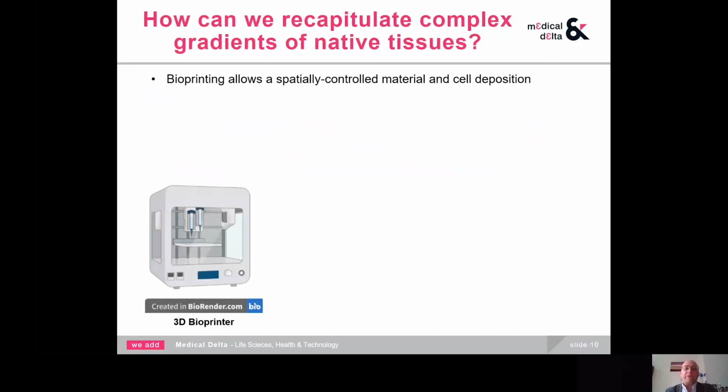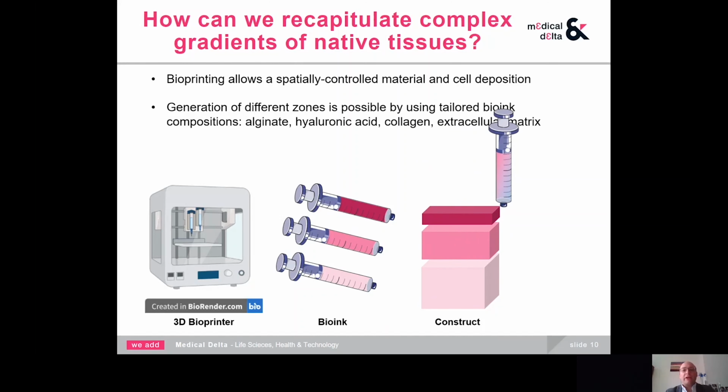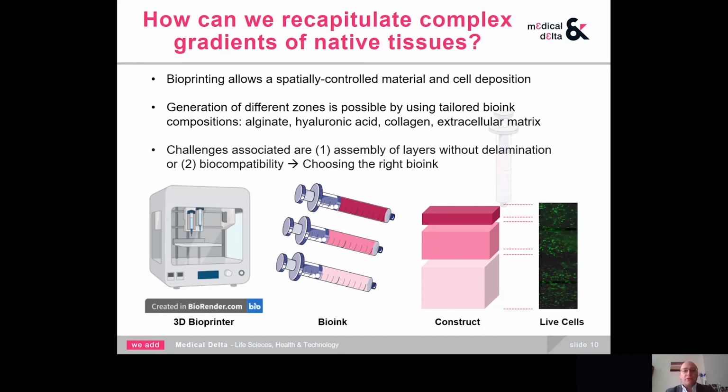So for that, we can use bioprinting, which allows us to spatially control material and cell deposition. The generation of different zones is possible by using tailored bioink compositions, which can be based on alginate, hyaluronic acid, collagen, extracellular matrix, and other hydrogel-based materials. And we can create these structured layer constructs for the generation of different zones. Challenges associated are the assembly of layers without delamination and biocompatibility. All these can be summarized into choosing the right bioink.